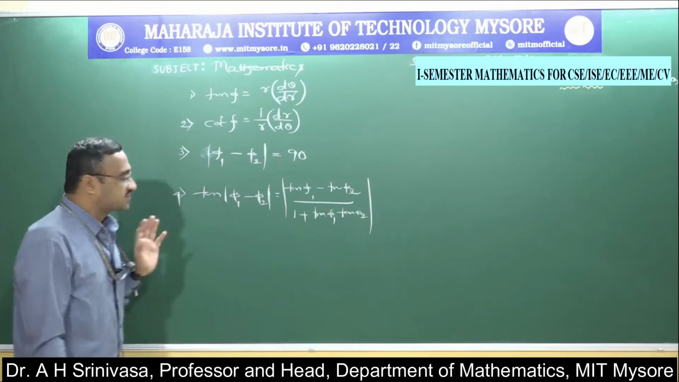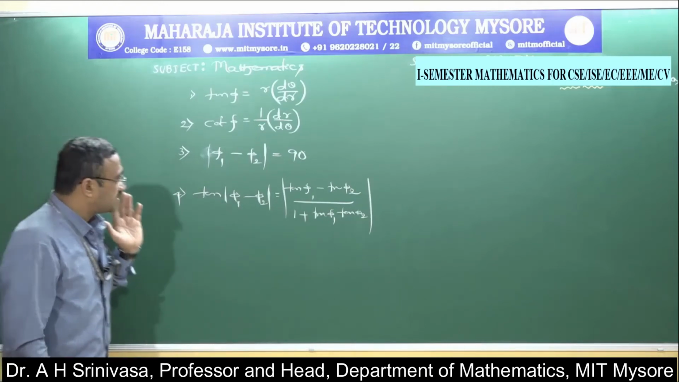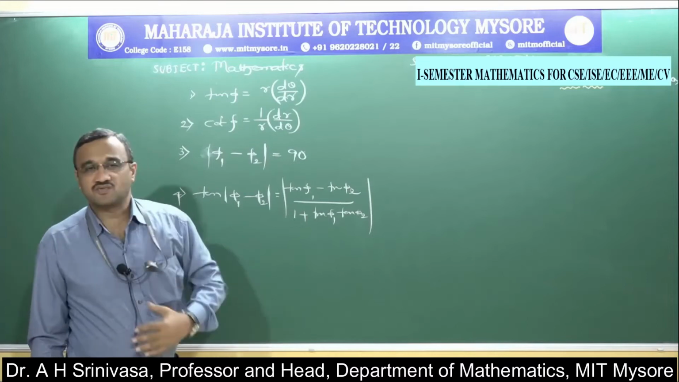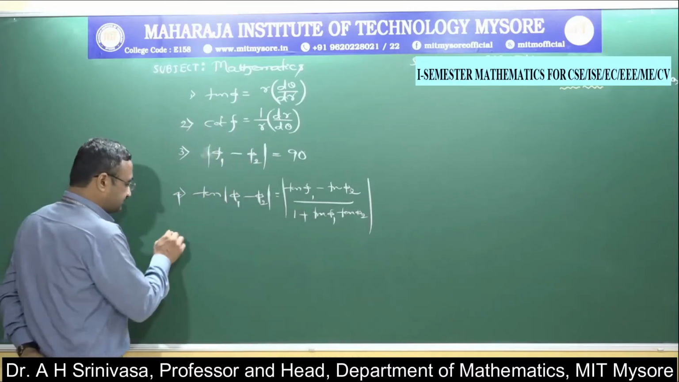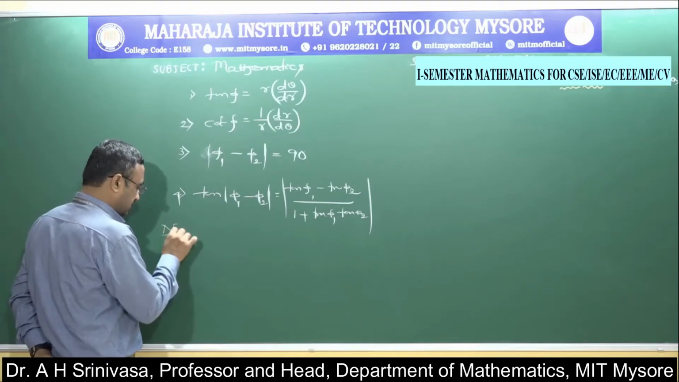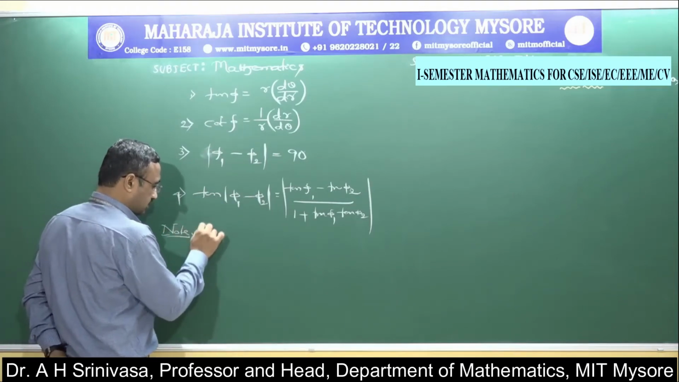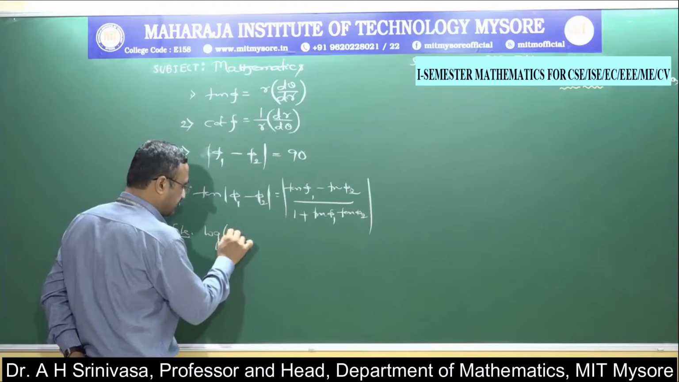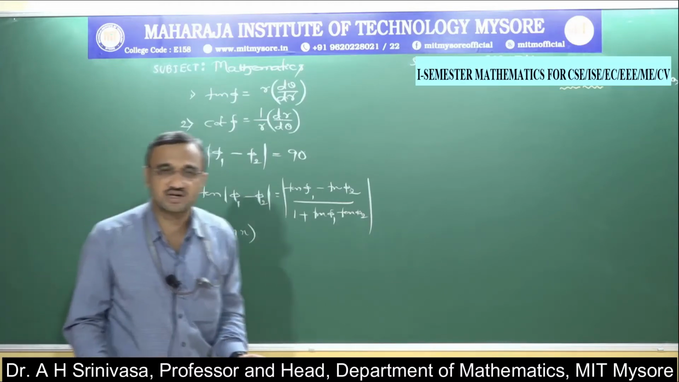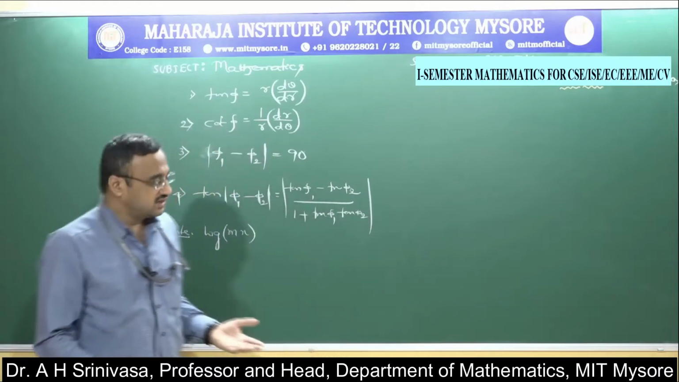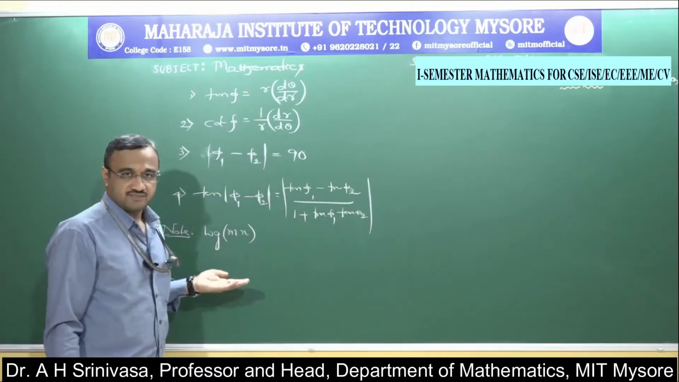Before discussing that, we have to remember the basic properties of logarithms, which we are using here. Generally, you have to note this. The properties of log of m into n with any base. Any base means base 10 or maybe base e. Generally, we take base e.